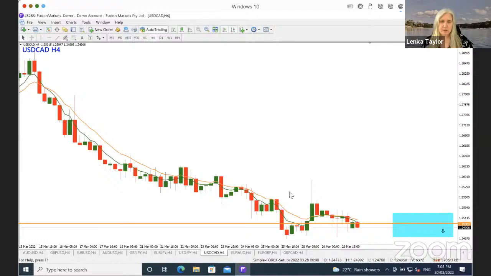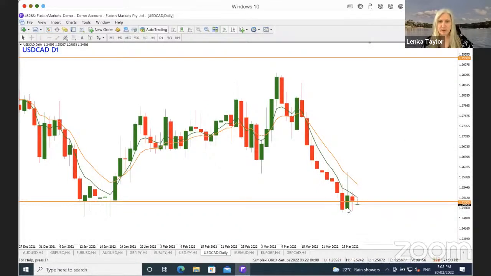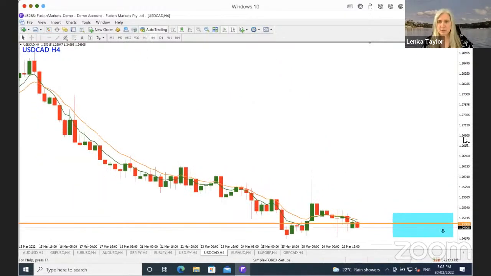Next currency pair, USD Cad. USD Cad, I'm looking for a short. We are hovering around that bottom of the range. So it just depends where that price goes, but looking for short initially. If the price does reverse up, then I would wait for a bit more confirmation with the retest there.